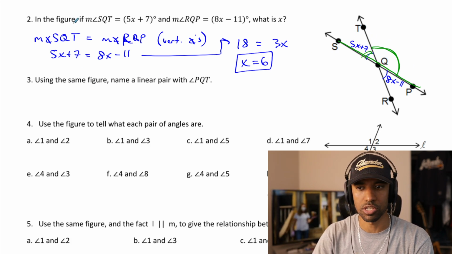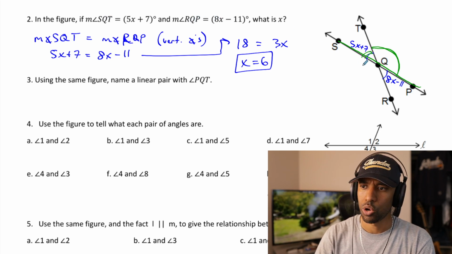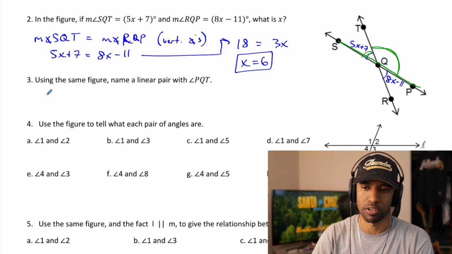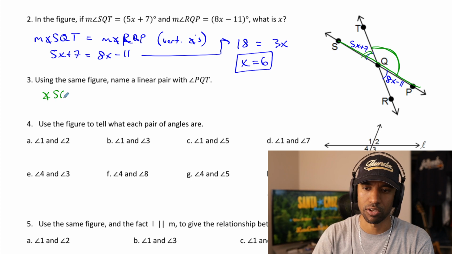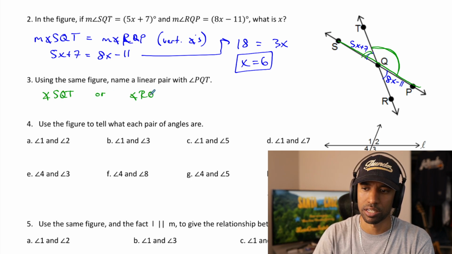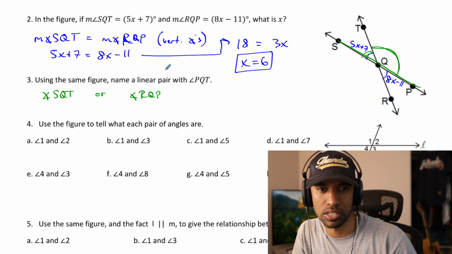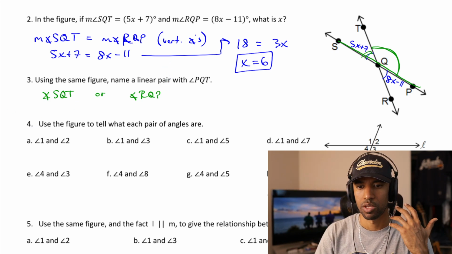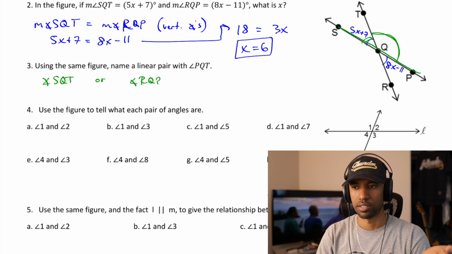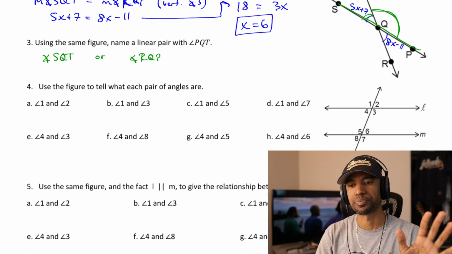Either angle SQT or angle RQP, the two that were vertical angles with each other. Either angle SQT or angle RQP, one or the other. More than one answer, but not both at the same time. One is a linear pair with PQT at a time.